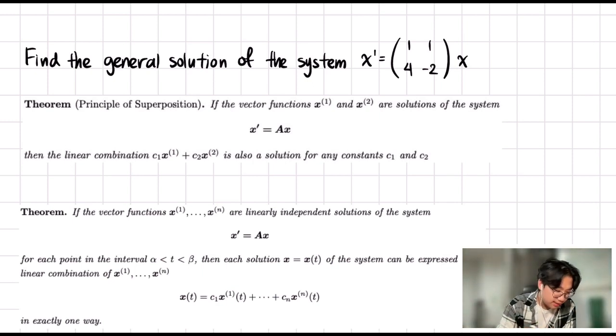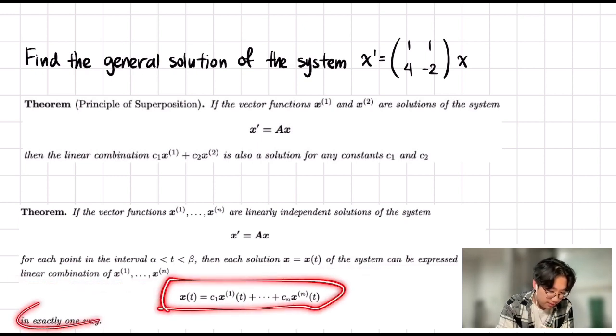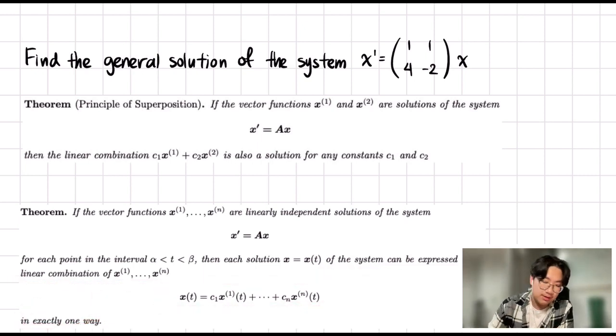So the second theorem states that if the vector functions x1 all the way to xn are linearly independent solutions of the system, for each point in the interval alpha to beta, then each solution x equal to x(t) of the system can be expressed as a linear combination in exactly one way. So that basically guarantees that.